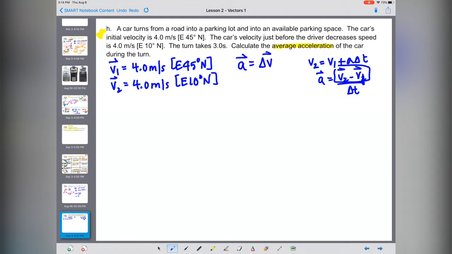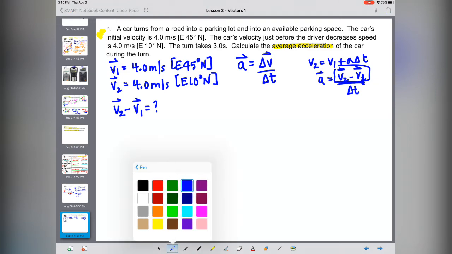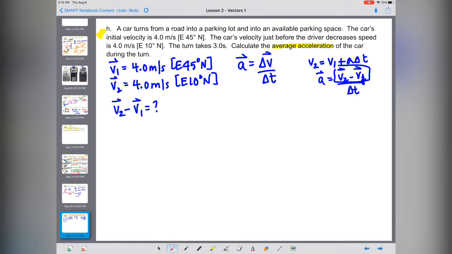I know that acceleration is delta v over delta t. I need to figure out what delta v is. So I actually need to figure out what V2 minus V1 is in terms of a vector diagram. And from the lesson before, we talked about this. We haven't done vector subtraction before. What I need to do is go V2 adding the negative of V1. So what is the negative of V1?